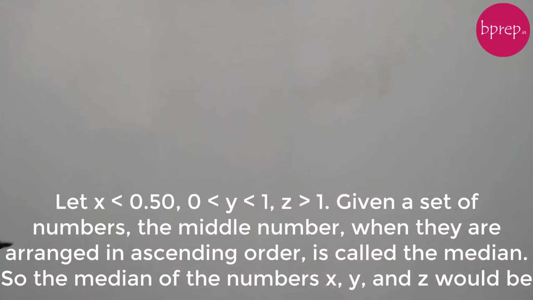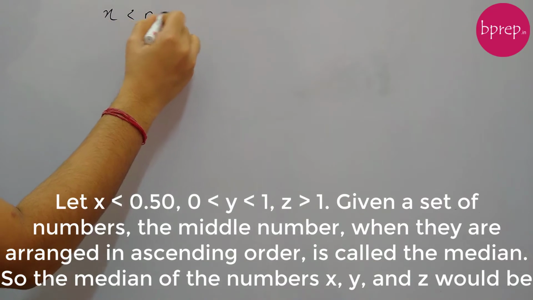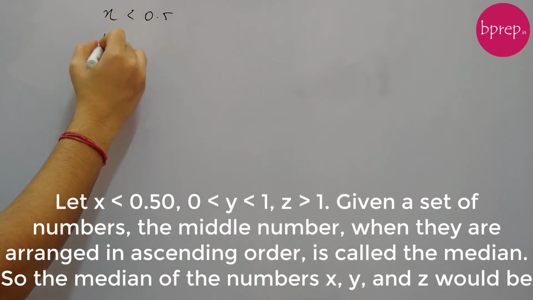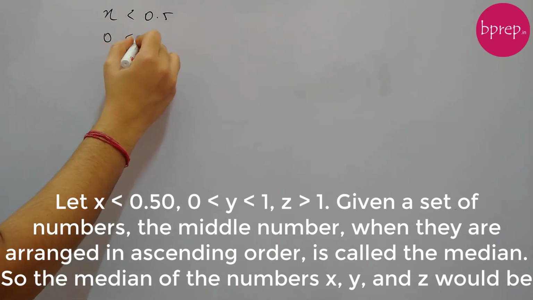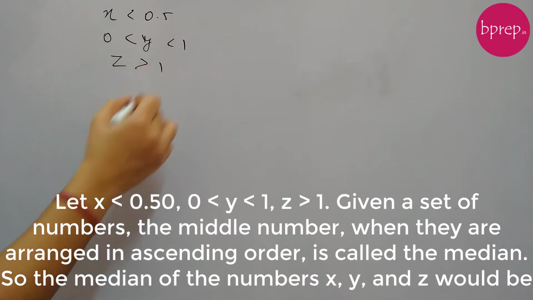Let's start. Today we have one easy question from the CAT 93 paper. Let x be less than 0.5 and y be between 0 and 1, and z is given as 1. Given a set of numbers, the middle number when they are arranged in ascending order is called the median. So the median of the numbers x, y and z would be what?